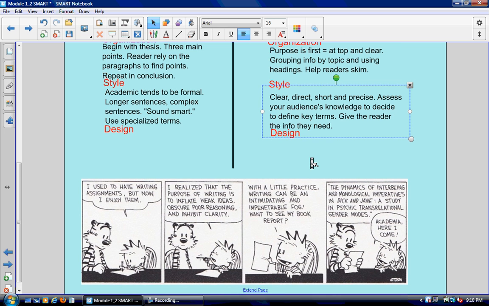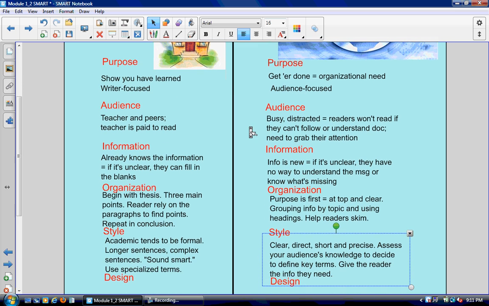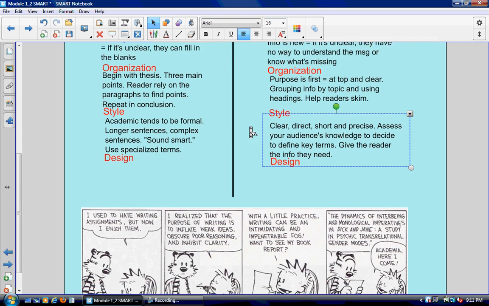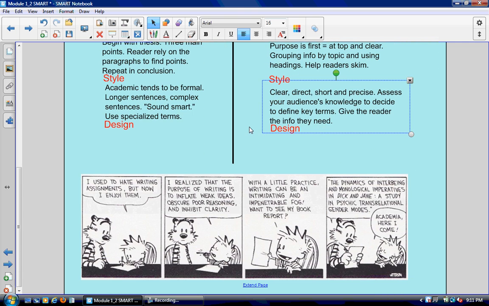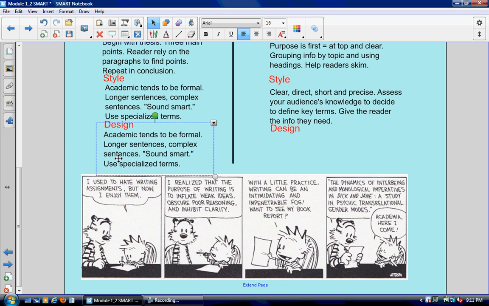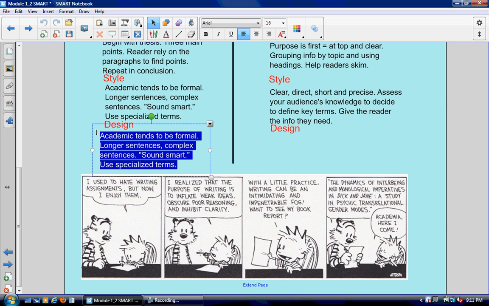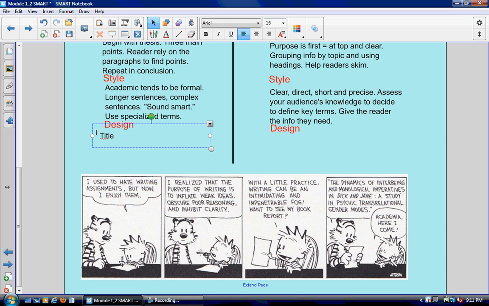So again, going back up to your audience, it's not writer focused. In business writing, we're looking at audience focus. How can we help the audience to act so that we get the job done? And then again, related to organization in terms of design, essays typically follow a pretty standard paragraph format. They may have a title, but then it's just a string of paragraphs.